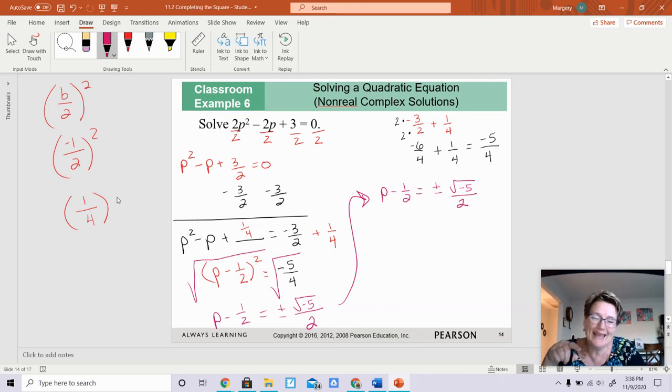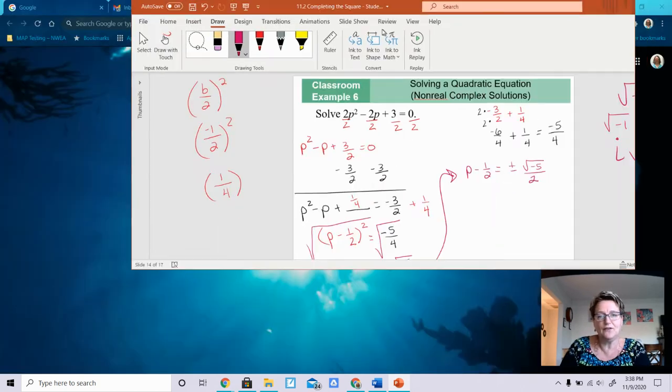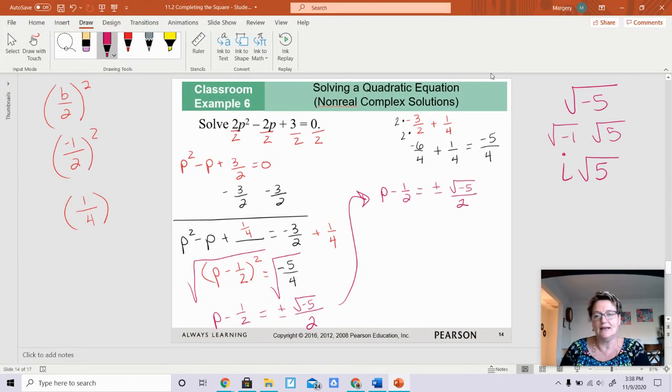Now remember, we can't have a negative under the radical. We all know that the square root of -5 is the same thing as the square root of -1 times the square root of 5. We know that the square root of -1 is i, and we cannot square root 5. If you forgot this important information, the square root of -1 is always equal to i, and i squared is always equal to -1. So just in case you forgot, they're right there for you.